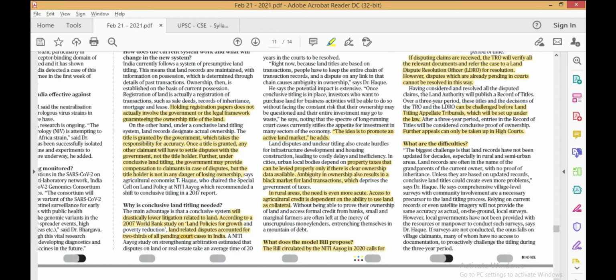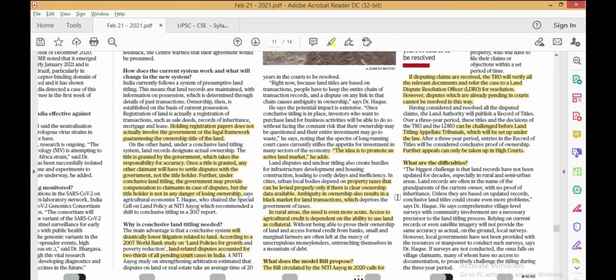Okay, study on land policies for growth and poverty reduction. Land related disputes account for 2/3 of all pending court cases in India. Why is conclusive land titling needed? Here is the first answer, that is, it will lower litigation related to land.